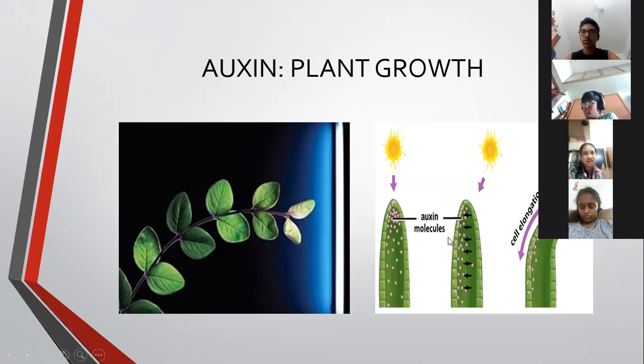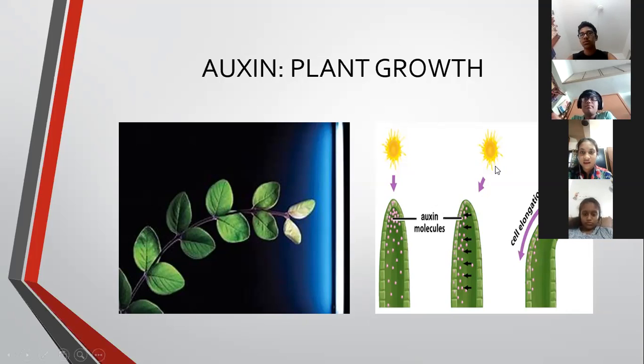Towards the downward direction. Tehnia, look at this diagram carefully. The sunlight is from this side. Is the auxin concentration on the side of the sunlight or the opposite side of the sunlight? Side of the sunlight. Okay. Now you see in this diagram, the shoot is bending towards the opposite side of the sunlight. Which side is the shoot bending? Opposite side of the sunlight.